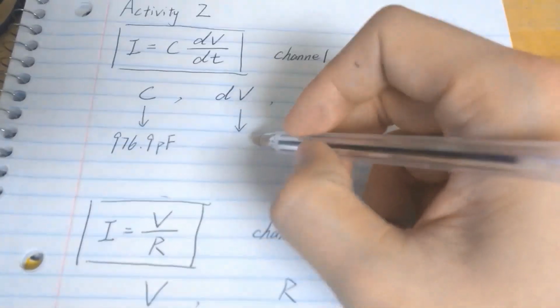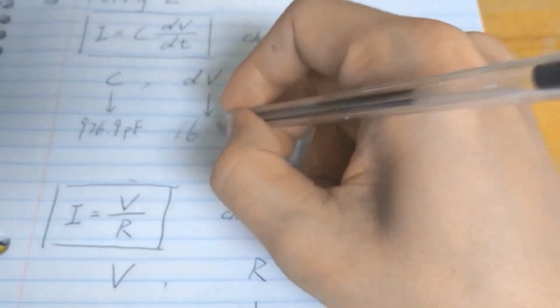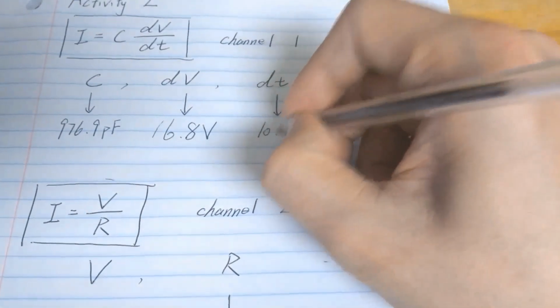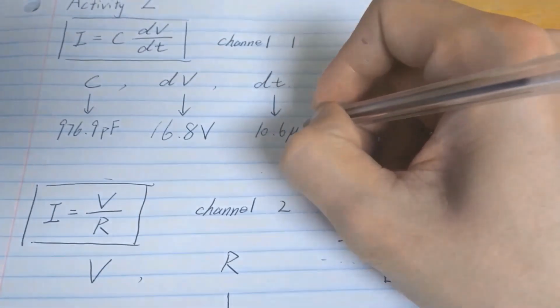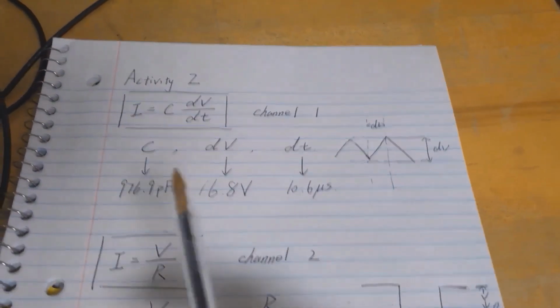So now we write down these values: 16.8 volts and 10.6 microseconds. For your task, you need to use these values to calculate the current.